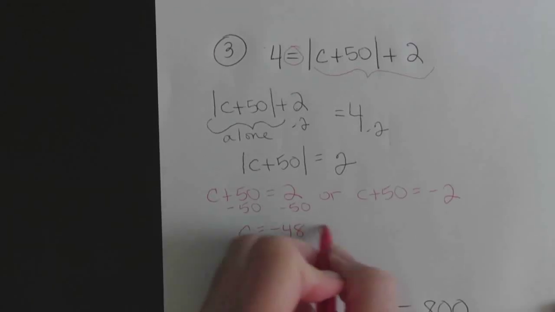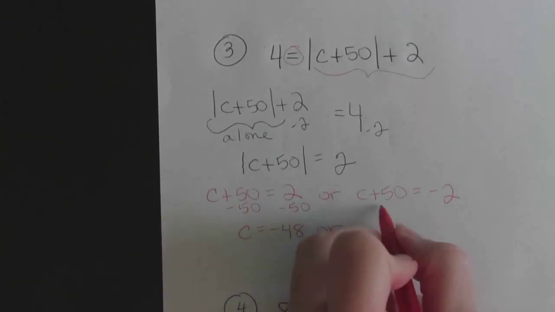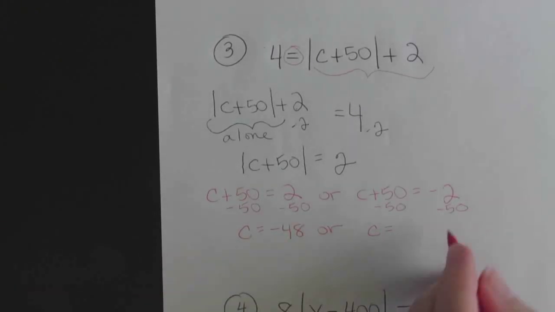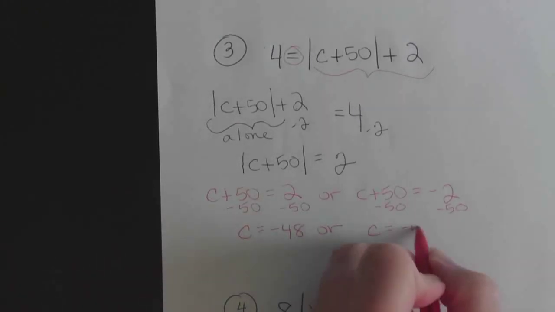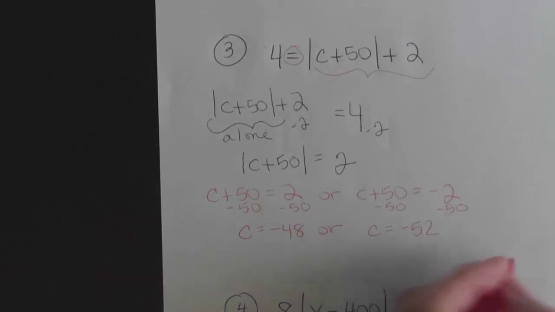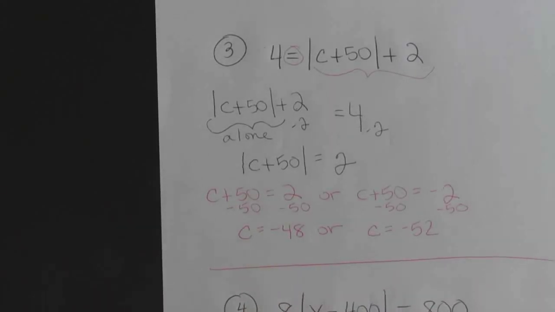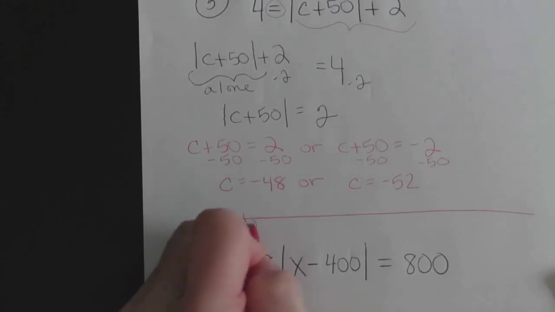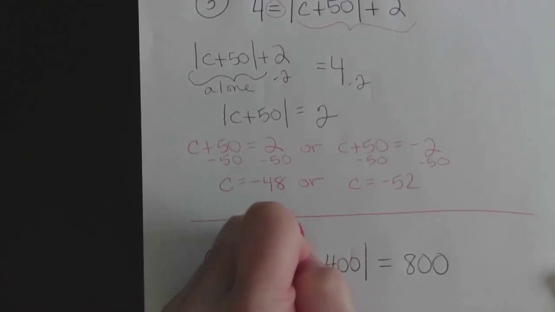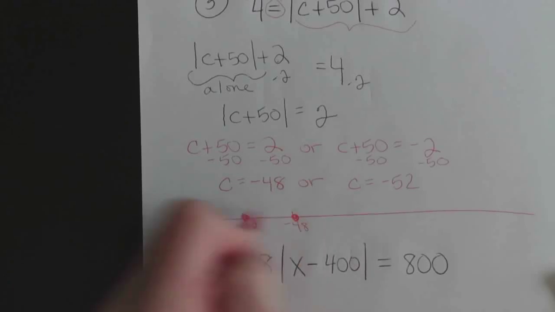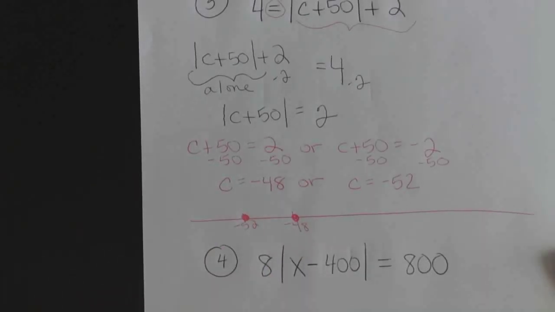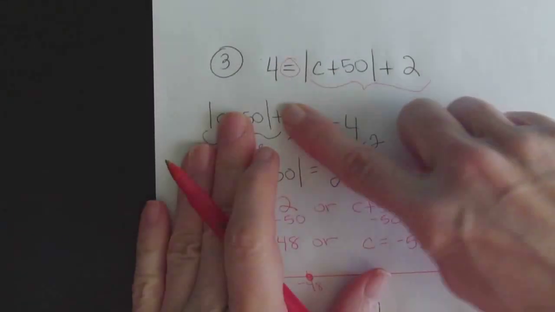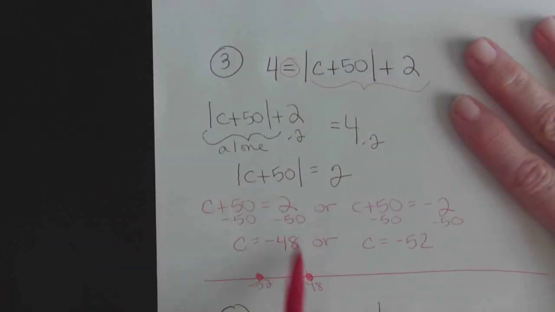And we solve. So I'm going to subtract 50 from both sides here. That's going to give me C equals -48, or I'm going to subtract 50 here, C equals, that will be -52. So the number line will be here, and maybe -52 is down here. -48 is about right there. I just plot my points right there, and I'm done.